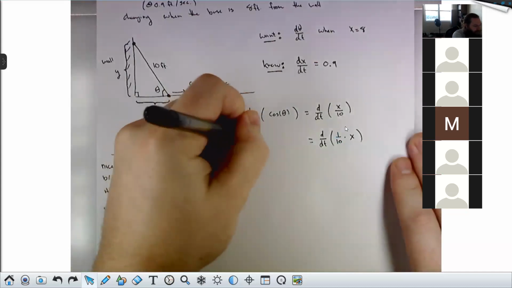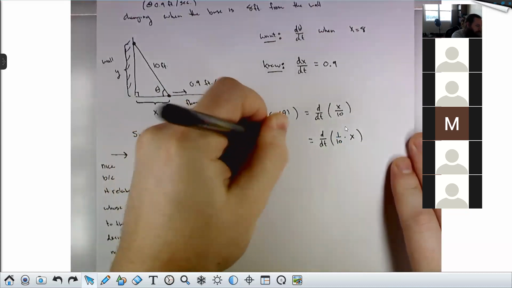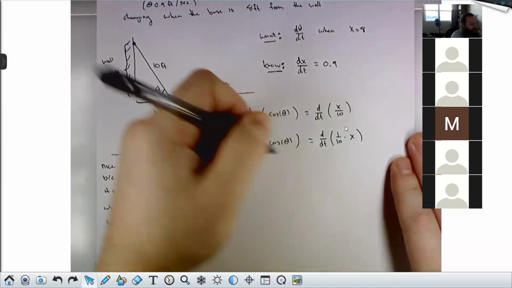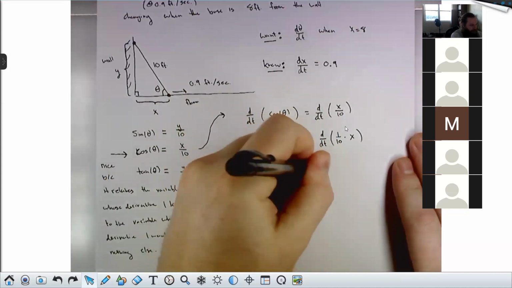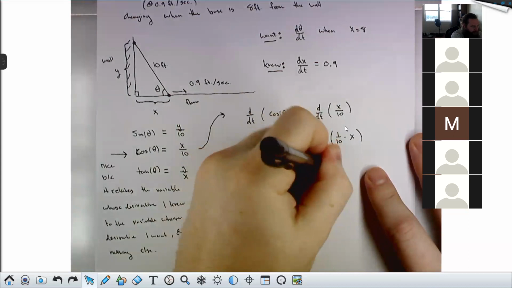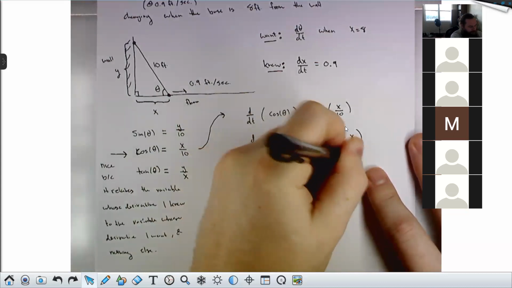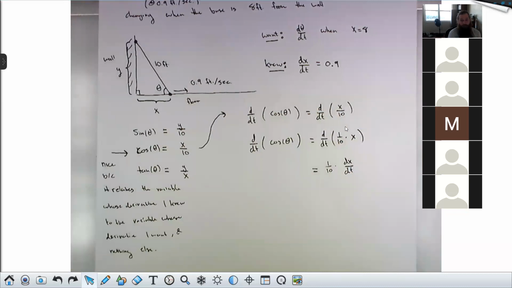On the left-hand side here, I won't do anything in this step. I'll just leave it alone. And in the next step, I'll actually take my derivatives. So on the right-hand side, when I differentiate 1/10 times x with respect to the variable t, I just get 1/10 times dx dt. No product rule, no quotient rule necessary because constants just come along for the ride when we take derivatives.